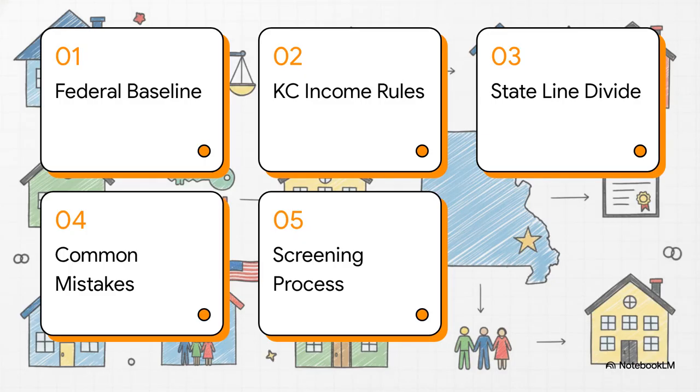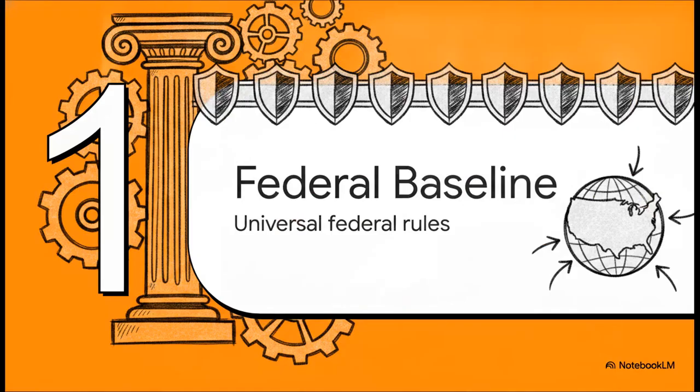Here's our structured funnel approach for today. 1. The federal baseline. 2. Kansas City income rules. 3. The state line divide. 4. Avoiding common mistakes. And 5. Consistent screening processes.